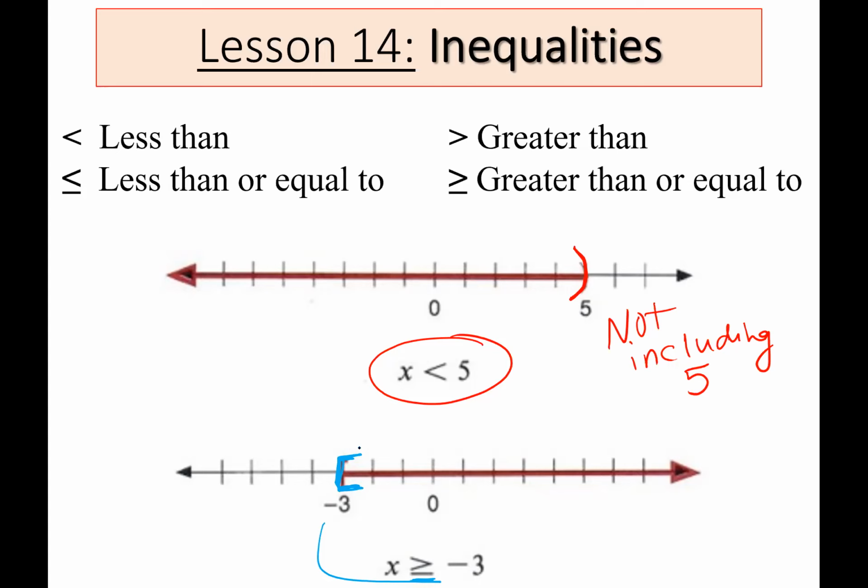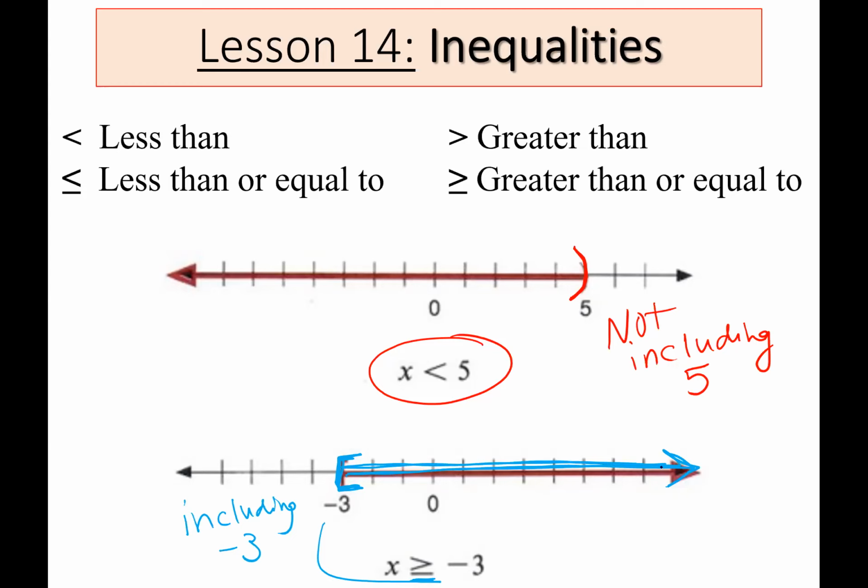You also have a square bracket. So those symbols will go together. So no equal sign means parentheses. Equal sign means square bracket. Also notice this arrow is going to the right. So these are all the numbers that are greater than or equal to -3. So now we are including the -3. That's part of this answer. -3 is equal to itself. So -3 is in this group here.